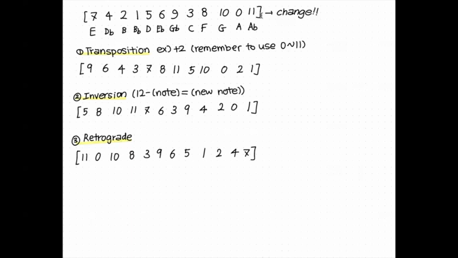Last but not least, we have retrograde, which is reversing the order of the notes. This is arguably pretty simple, so here you can see that if we went from 7, 4, 2, 1, and so on, starting from the back we have 11, 0, 10, 8, and then all the other notes are also in the reverse order.